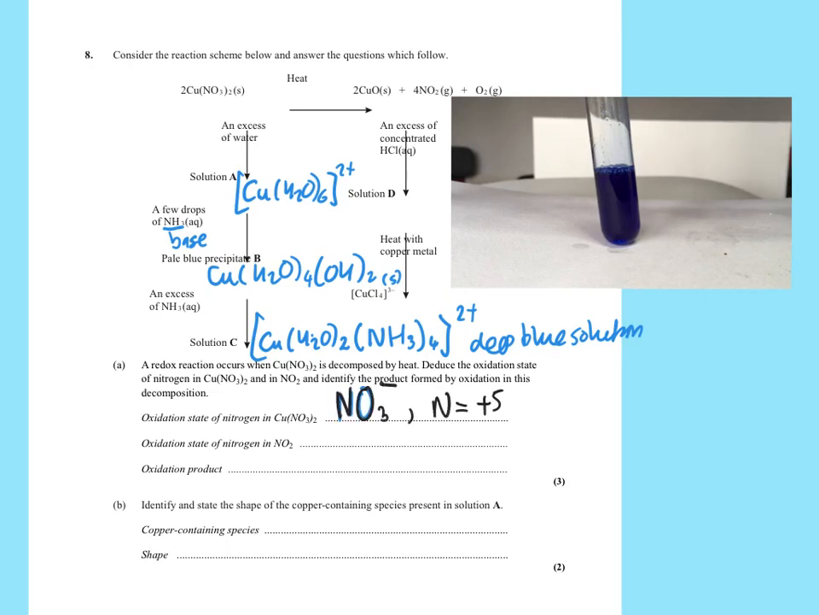So this is some AS revision on oxidation states. We know that the nitrate ion has an overall charge of -1 and the oxidation state of nitrogen is +5. In NO2 it's +4. The only oxidation product can be oxygen because it was -2 in the NO3, and copper can't be oxidised because it's already in its highest oxidation state. Finally, the copper containing species in solution A we've already identified as our [Cu(H2O)6]2+, and the shape, because it's got 6 coordinate bonds, is octahedral.